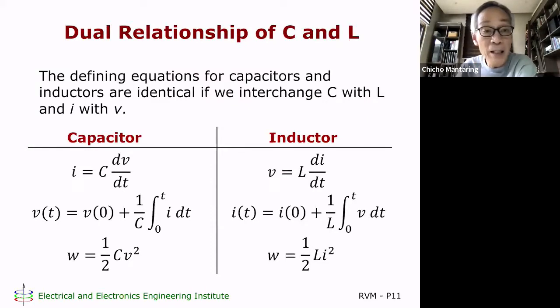Okay, so for your capacitor, I is equal to C dV dt. For your inductor, V is equal to L di dt. For your capacitor, this is your expression for voltage. For your inductor, this is your expression for current. For your capacitor, energy is equal to 1/2 CV squared. For your inductor, energy is equal to 1/2 Li squared. So the defining equations are identical if we interchange C with L and we interchange I with V.